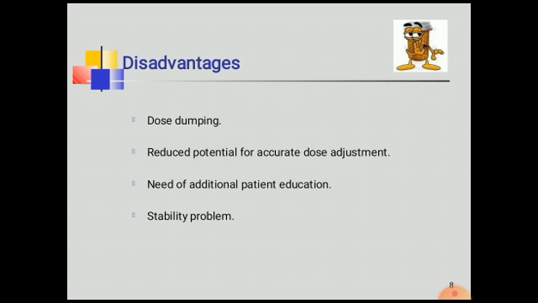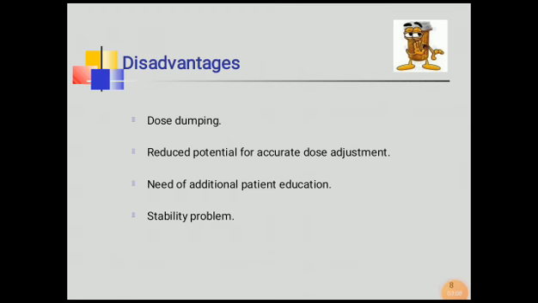Next, reduced potential for accurate dose adjustment. When you are preparing parenteral or nasal drug delivery systems, and also ophthalmic preparations, we use this dose adjustment. In some rare cases, the accuracy potential will be reduced.